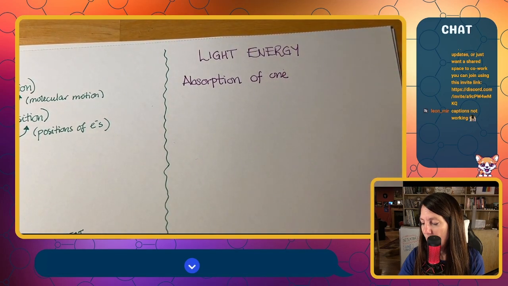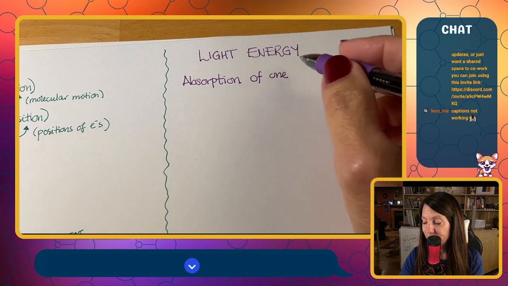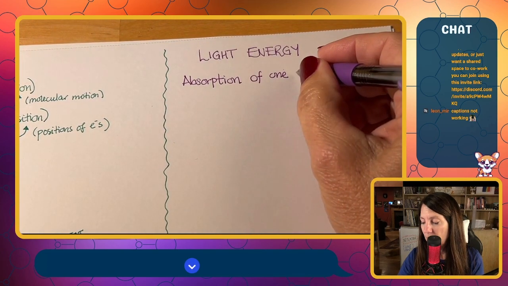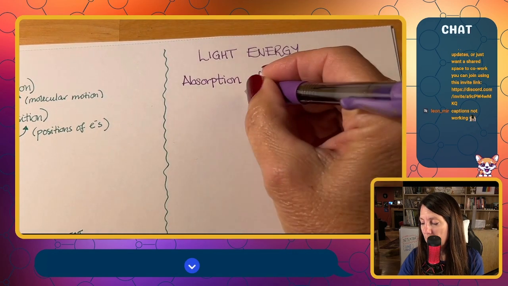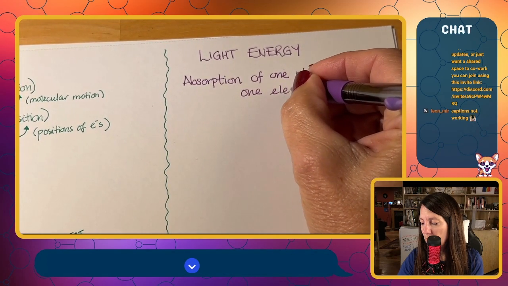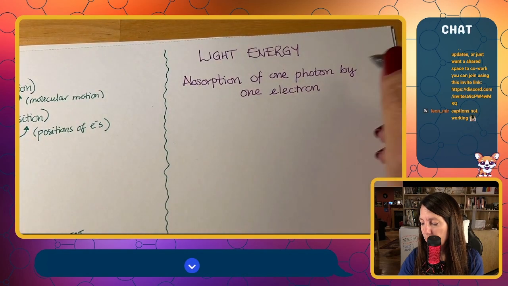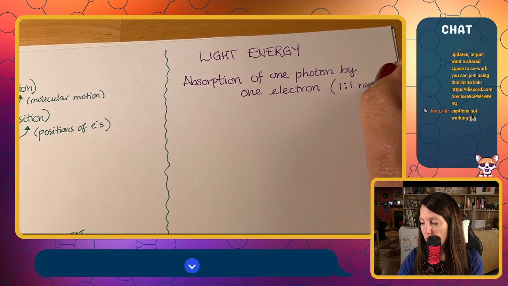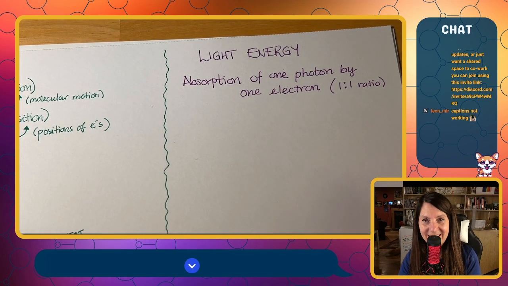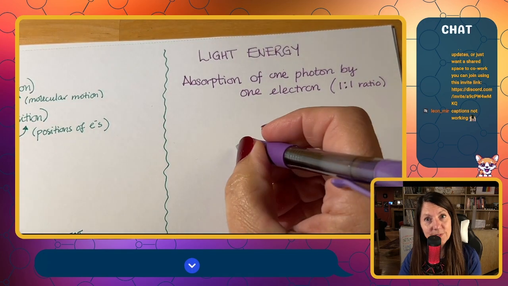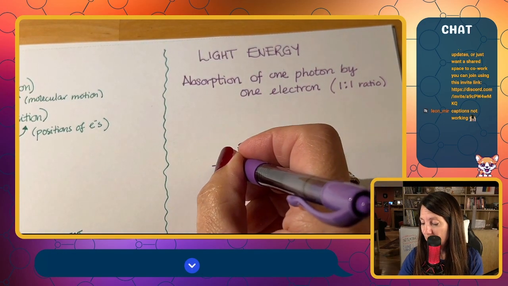And so what ultimately was discovered by Einstein was that absorption of one photon by one electron is possible. So in other words, there's a 1-to-1 ratio of photons to electrons. So when you have an electron in a molecule, all molecules have electrons, and so they can absorb energy, and they can absorb light energy. There's different kinds of energy they can absorb, and one of them is light.